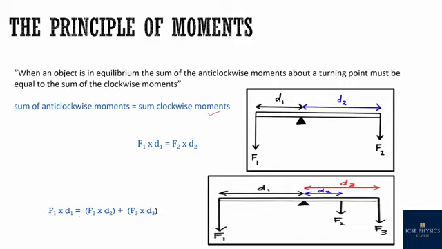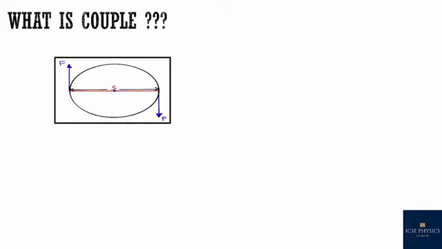So F1 D1 is equal to this sort. So sum of anti-clockwise moment is always equal to sum of clockwise moment in case of principle of moments. What is a couple? A couple is two equal and opposite parallel forces not acting along the same line to produce a turning effect.